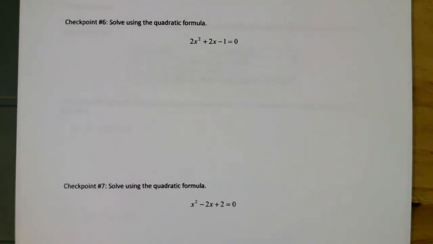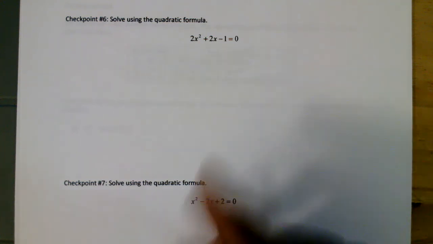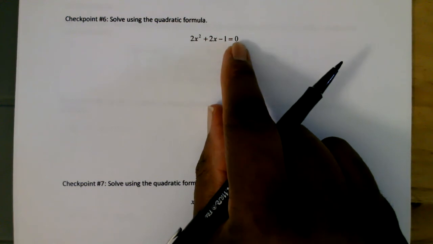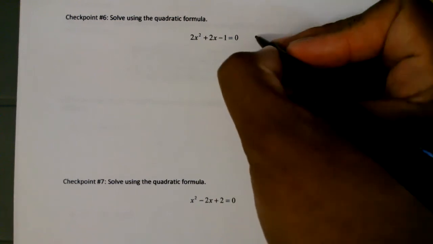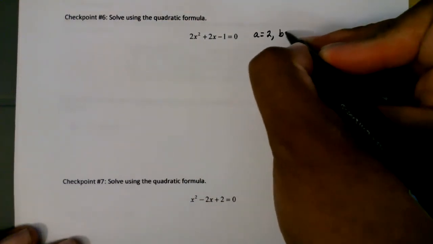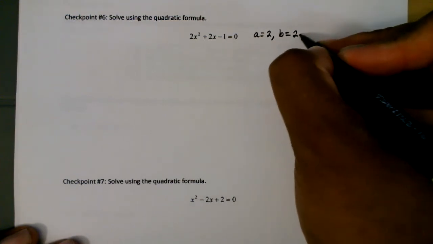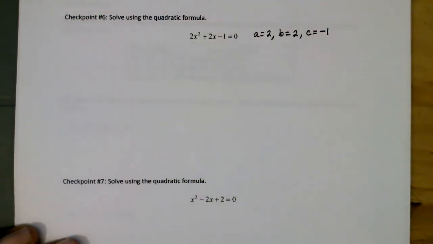Okay, so let's start off with this example. Here we're going to solve using the quadratic formula, 2x squared plus 2x minus 1 equal to 0. Well, I do have a 0 on the right side. That means it is written in general form. I can identify a, b, and c. So here a is the coefficient of the x squared term. That's 2. The b is the coefficient of x. That's also 2. The constant term c is negative 1.